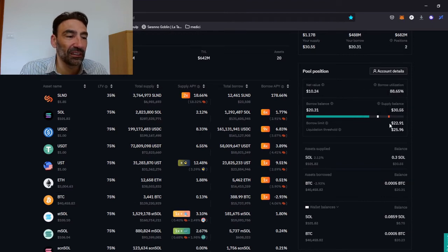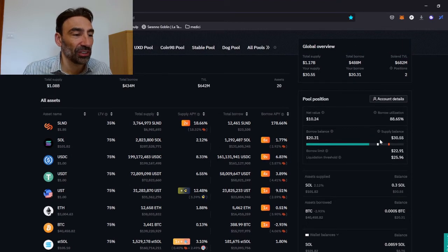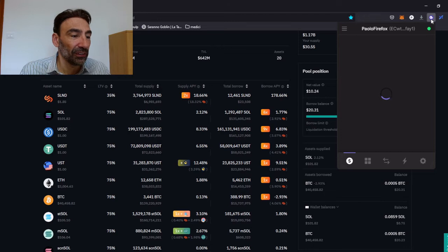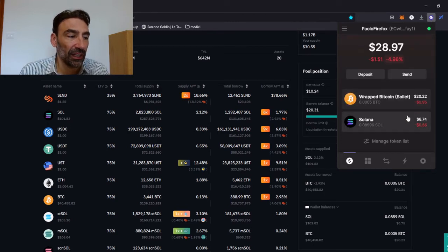Only the part exceeding it will be liquidated automatically by people who do this as a profession, so they are the liquidators. Okay, well, have I really received my Bitcoin? Let's look into the wallet. You can see I have only 0.0859 Sol, but I now have the Bitcoin, not the real one, the wrapped one, $20 in wrapped Bitcoin. It's a dangerous position, however, because if the Bitcoin price goes up and up, I risk being liquidated.